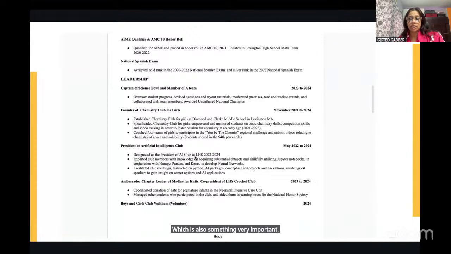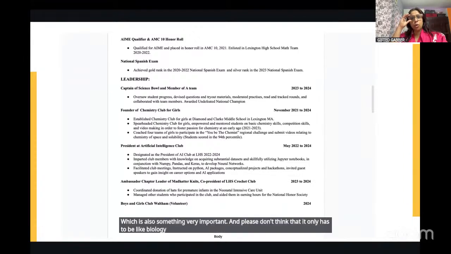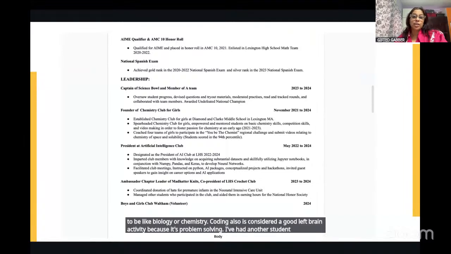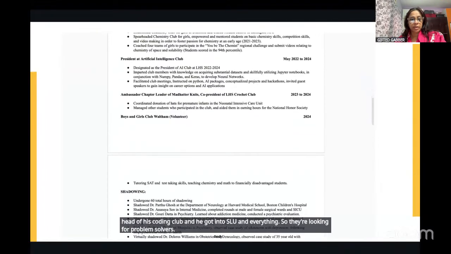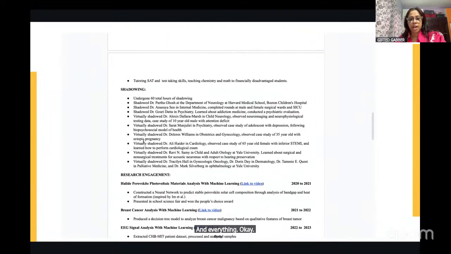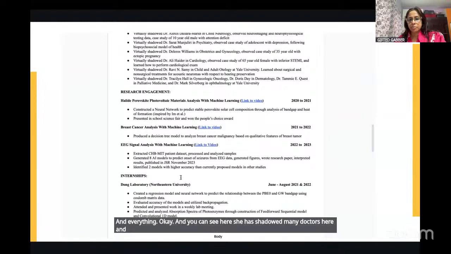And please don't think that it only has to be biology or chemistry. Coding also is considered a good left brain activity because it's problem solving. I've had another student who was the head of his coding club, and he got into SLU. So they're looking for problem solvers. And you can see here, she has shadowed many doctors, and she has done many research programs.